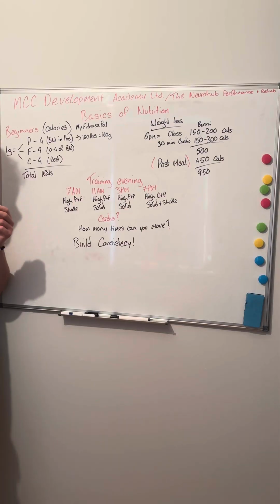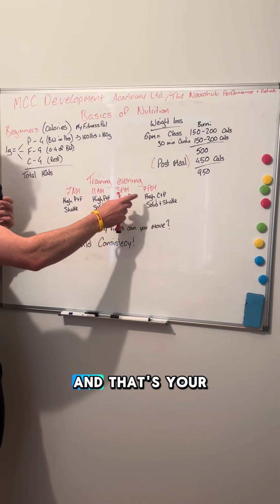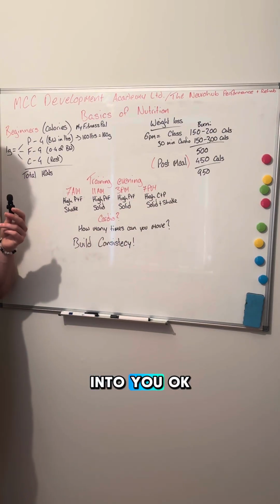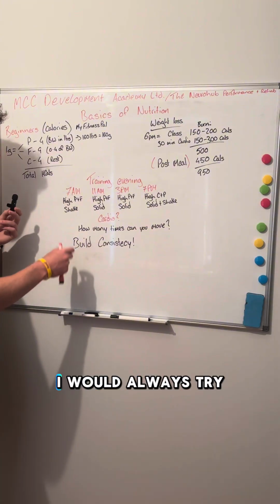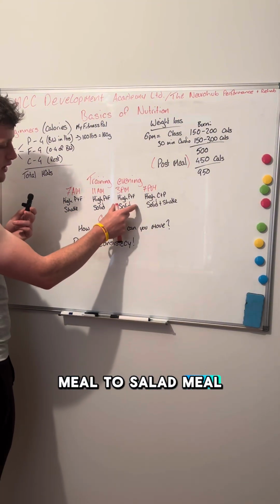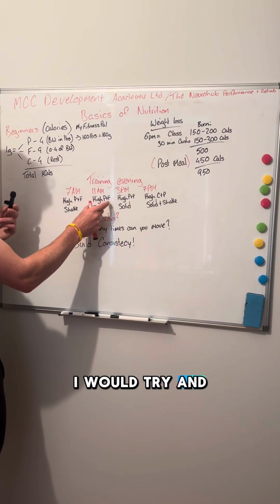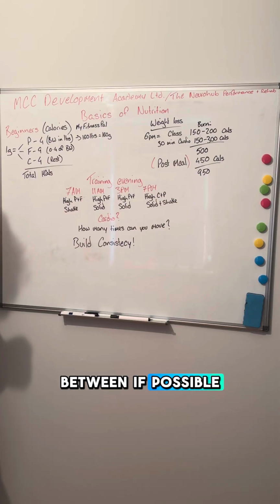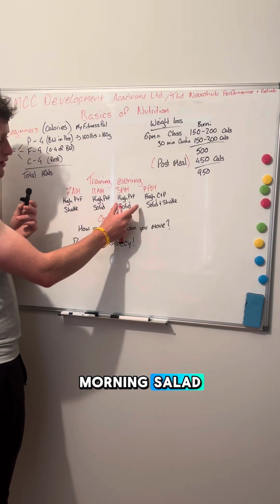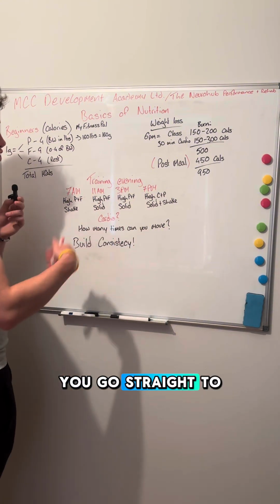At 3 o'clock, you might have your bigger break, for example, at work, and that's your time to maybe get another solid meal into you. Okay, obviously, when you're struggling, I would always try and go from liquid meal to solid meal, and if you were going another liquid meal, I would try and keep a solid meal in between if possible. Okay, but we go liquid in the morning, solid, and then, for example, you finish work at 5 o'clock, you go straight to the gym.